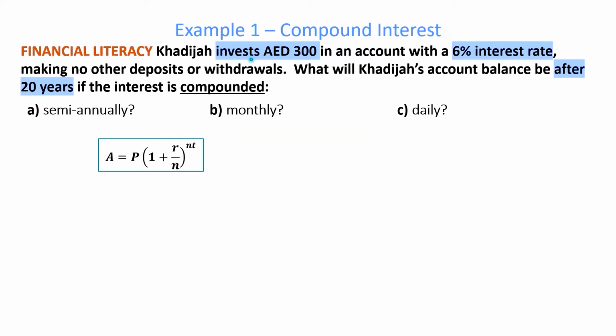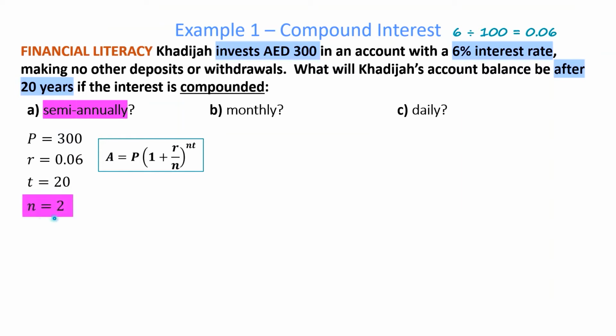So the initial investment is 300 dirhams. This is our principal amount. So P equals 300. 6% interest rate. We need to convert this into decimal form. So we do this by dividing by 100 to give us 0.06. So R equals 0.06. After 20 years, T equals 20. Now because we compound semi-annually, N equals 2.